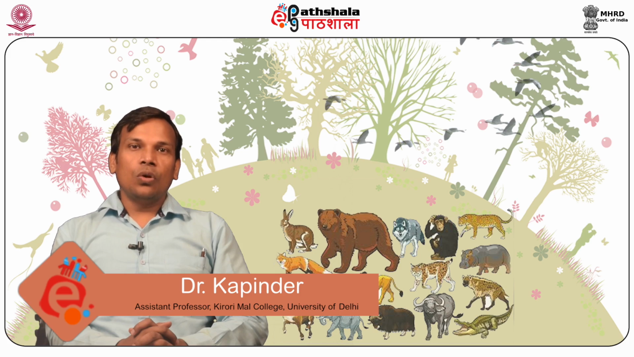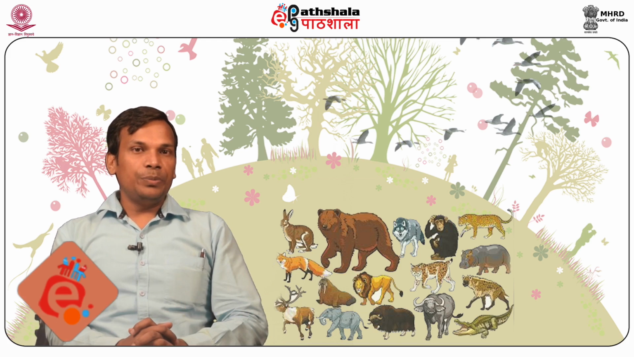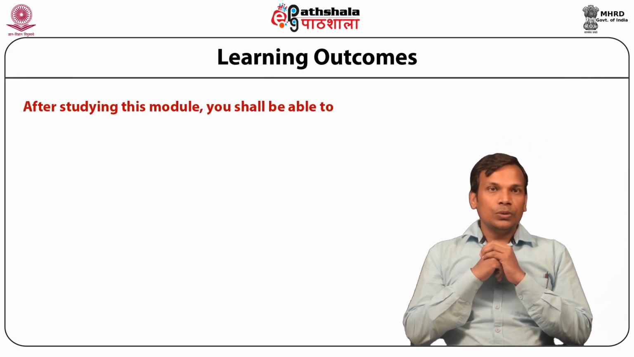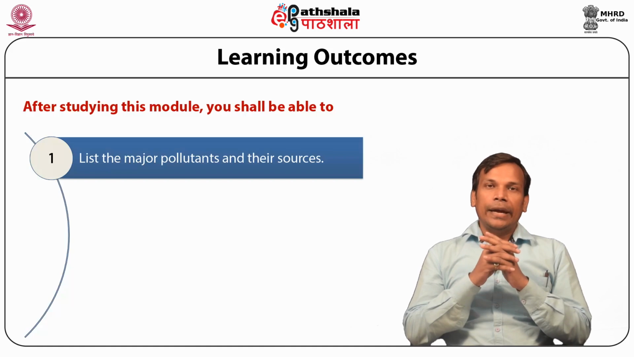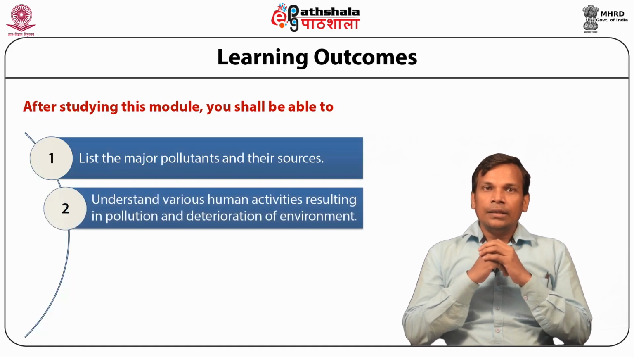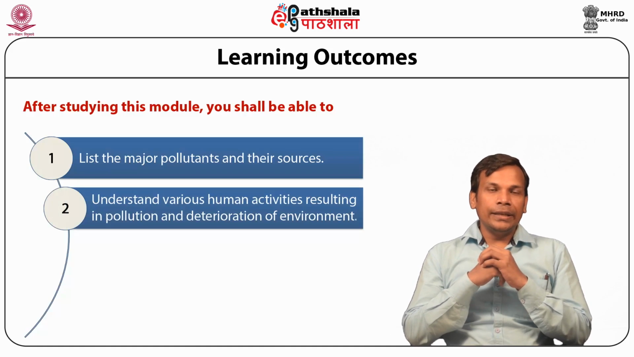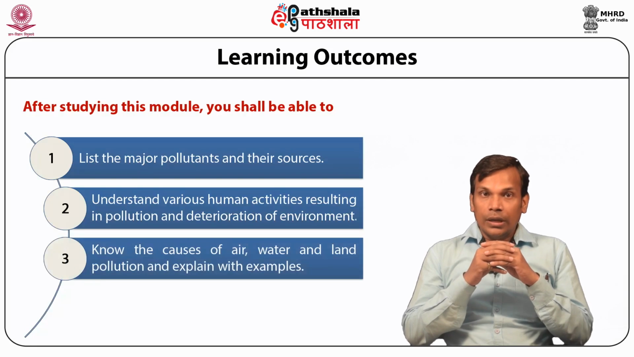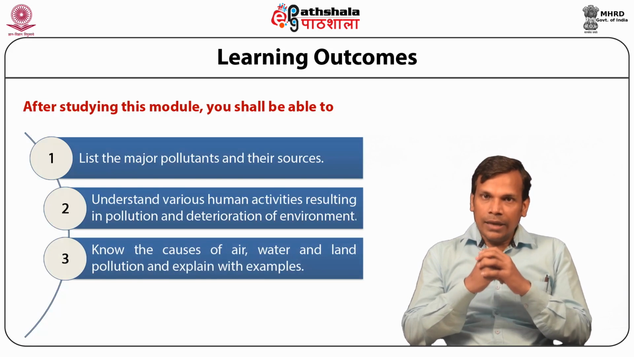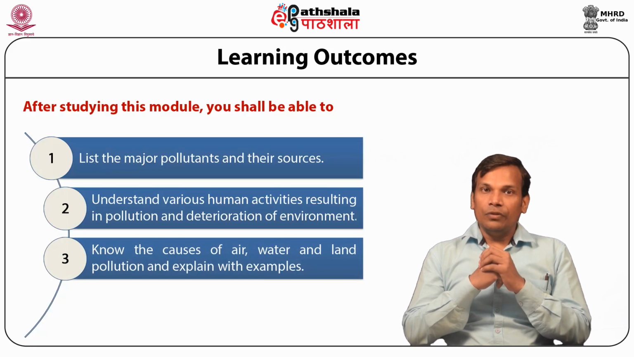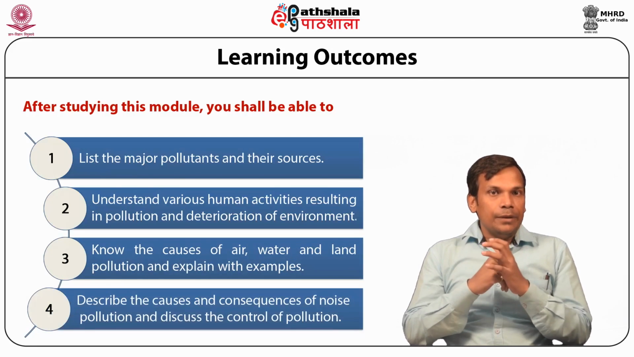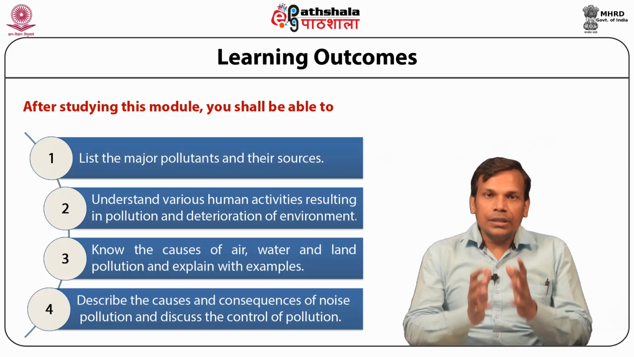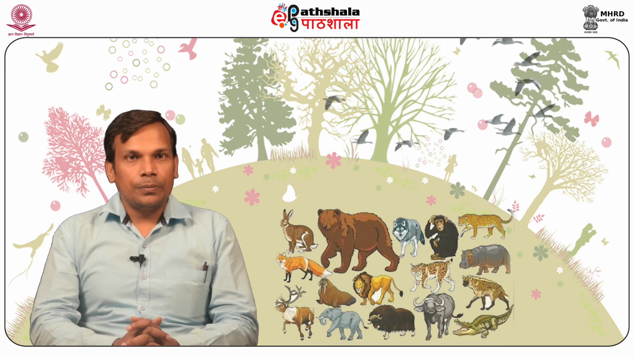Today we are going to talk on module pollution from paper Ecology. After studying this module, you shall be able to list the major pollutants and their sources, understand various human activities resulting in pollution and deterioration of environment, know the causes of air, water and land pollution and also explain with examples, describe the causes and consequences of noise pollution and discuss the control of pollution.